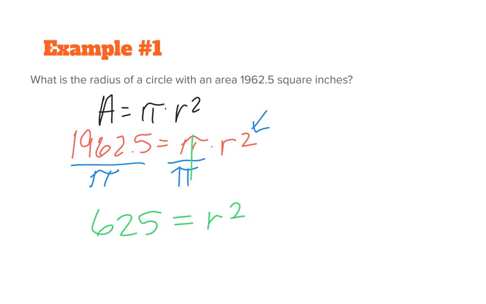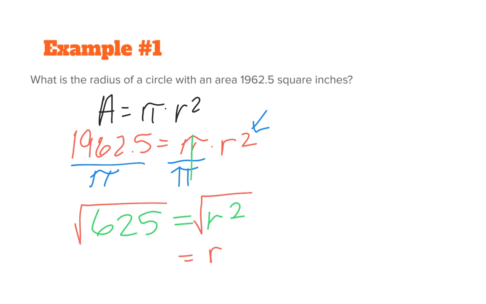And so now the last step that we need to do is we need to figure out what number squared equals 625. Well, something to realize is that if I'm going to do the inverse operation of squaring something, the opposite of squaring something is taking the square root. The opposite of squaring is the square root. And so what I'm going to do is I'm going to take the square root of both sides of that equation. And so the square root of r squared is just going to be r.